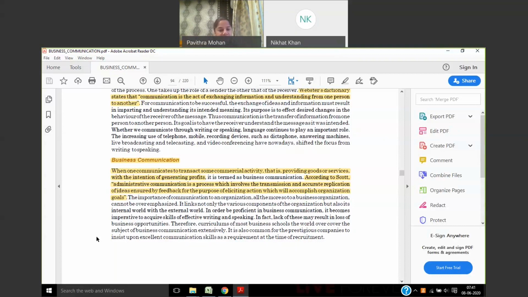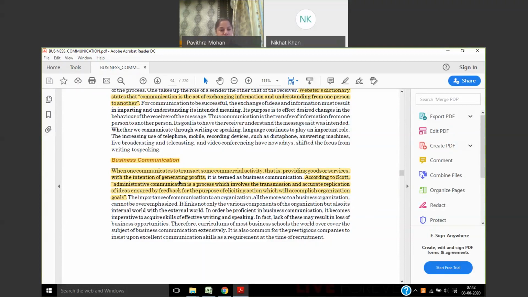So the next thing we understand is what the basic things are that come into business communication. When one communicates to transact some commercial activities, that is, providing goods or services with the intention of generating profit, communication happens basically with the intention of generating profit. Every communication in an organization happens with the intention of giving proper content or information, and this information is utilized for the company to have a better image in order to gain better profits in the market. This is the basic content of generating profits.